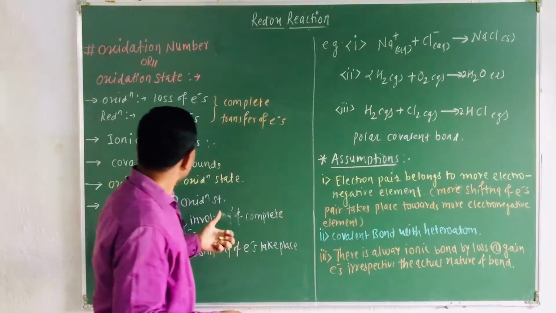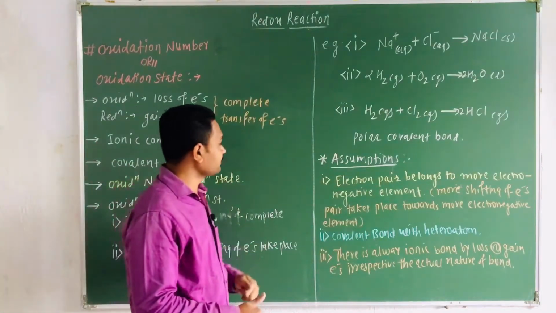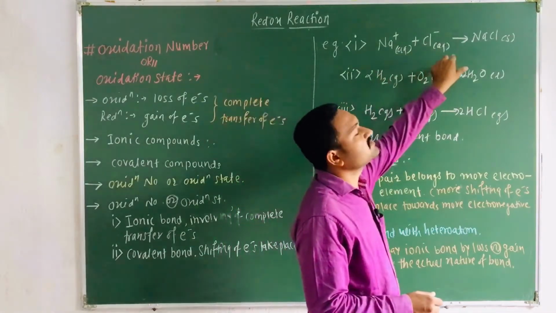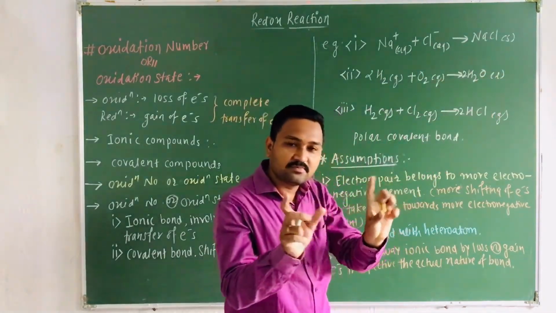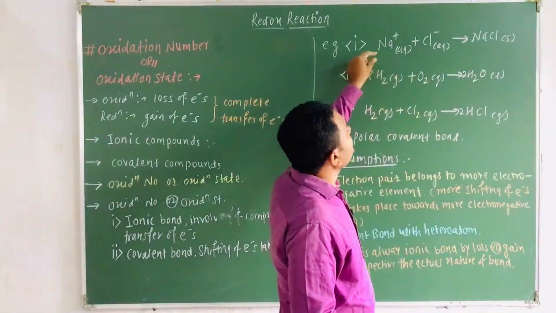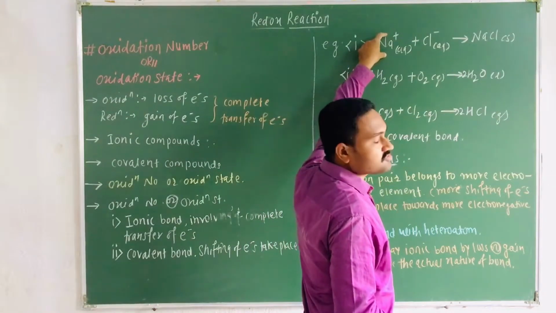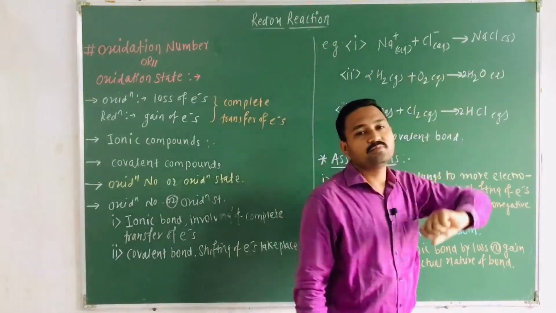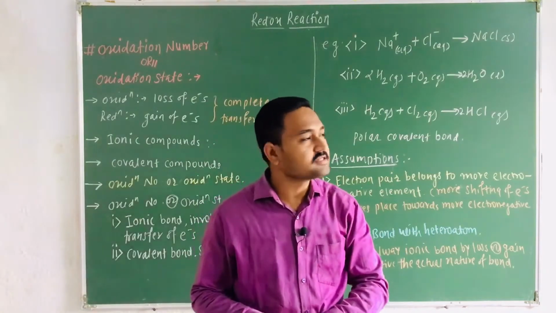Dear students, now first Na+ Cl-, it is very simple. There is a complete transfer of electron. There is formation of an ionic compound. So obviously we can say that as there is a loss of electron from the sodium atom, it undergoes oxidation. Chlorine accepts the lone pair of electron, hence it undergoes reduction.